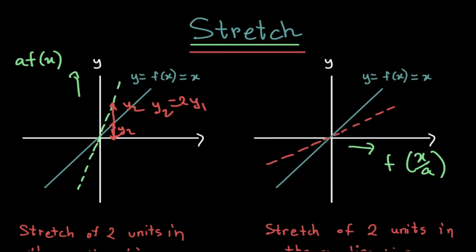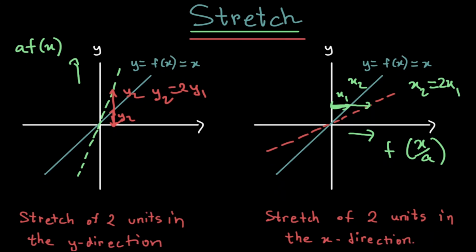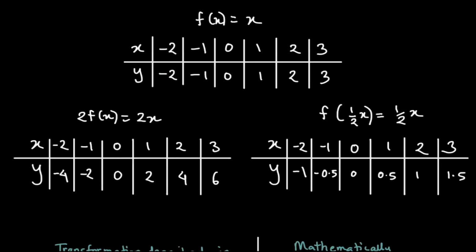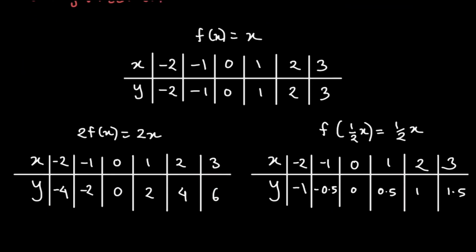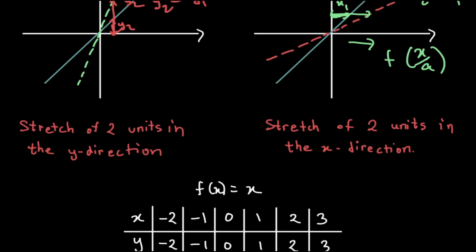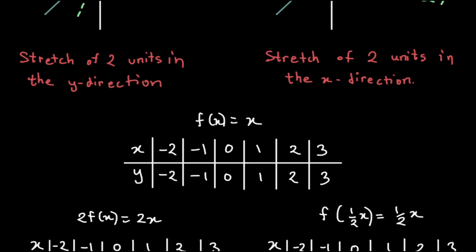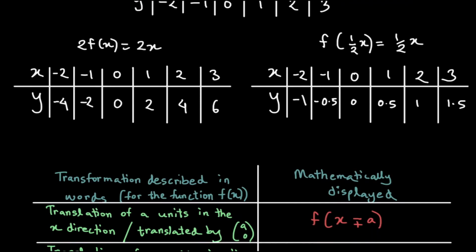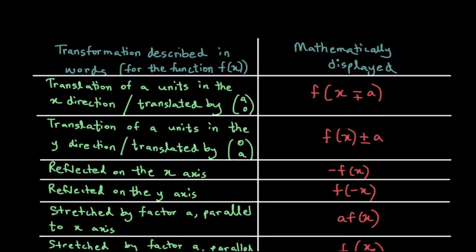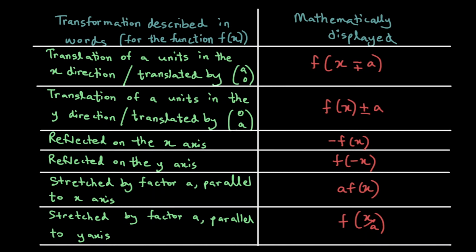Now notice something. This is x1, and this entire thing is x2. x2 is equal to twice x1, thus indicating that a stretch of factor 2 has occurred in the direction parallel to the x-axis. Notice that in both cases, in the y direction and the x direction, if the value of a is minus 1, the stretch becomes a reflection. Interesting, huh? This is a list of all the transformations we have learned so far, all summarized in the table. Feel free to pause and note this down or take a screenshot.